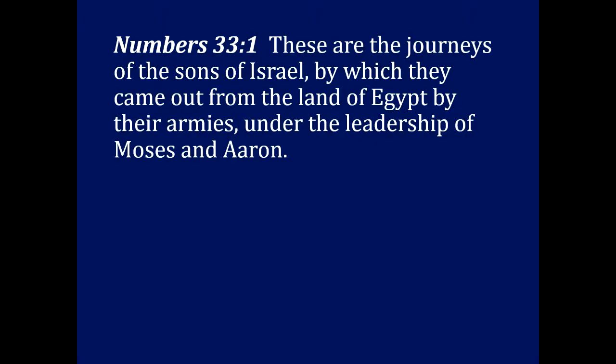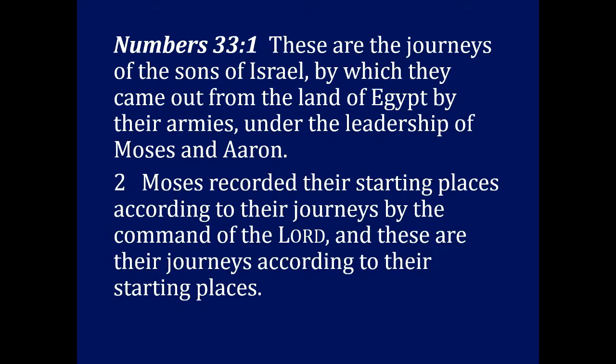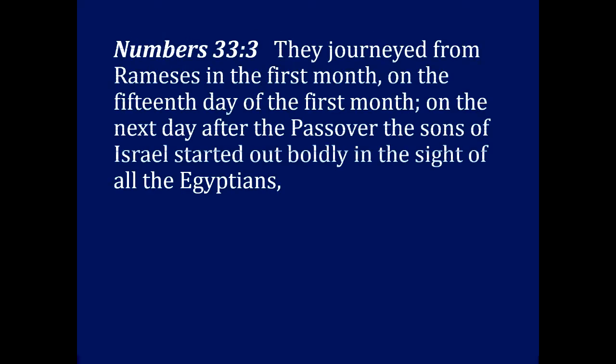And starting in Numbers 33:1, it says, "These are the journeys of the sons of Israel by which they came out from the land of Egypt by their armies under leadership of Moses and Aaron. Moses recorded their starting places according to their journeys by the command of the Lord, and these are their journeys according to their starting places."